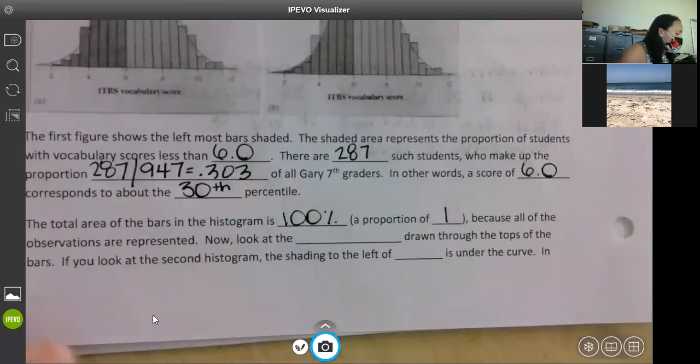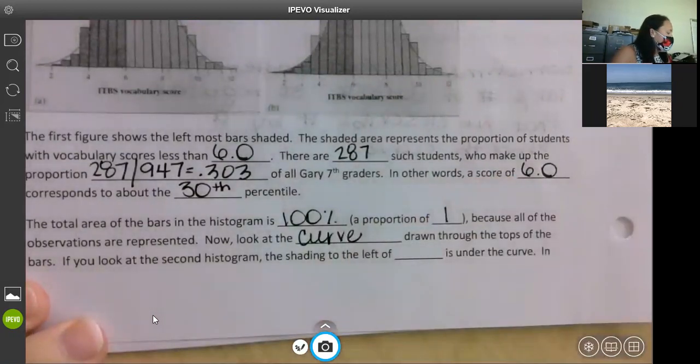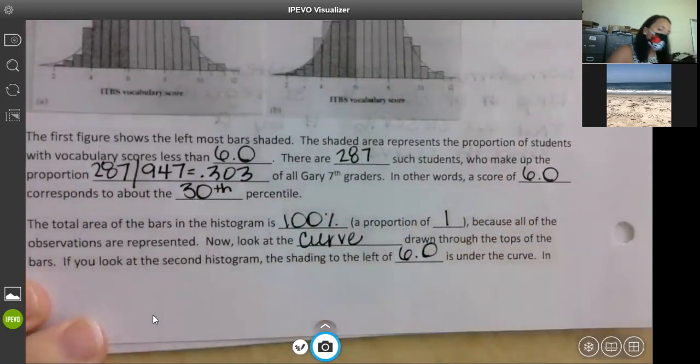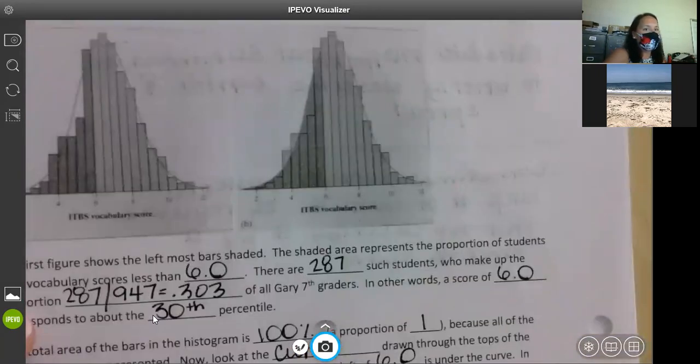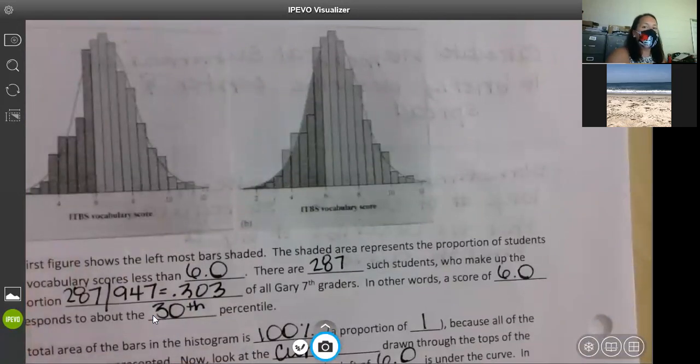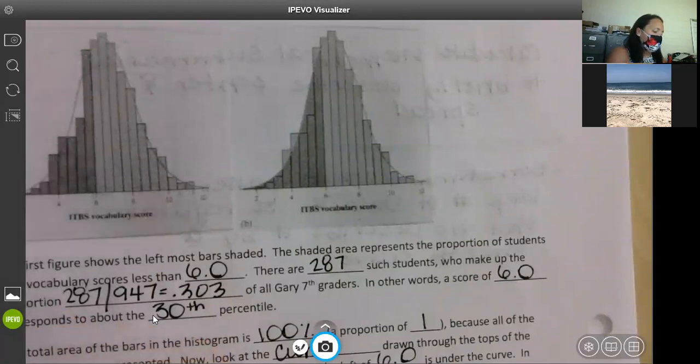Now, look at the curve drawn through the tops of the bars. If you look at the second histogram, the shading to the left of 6.0 is under the curve. So again, if you see it, the shading is under the curve instead of in the bars. So what happens is that all of this little outside bar shade actually fits under the curve. So it'll fill in those gaps. So that's what it's showing you. So it's very close to that. That's why we can identify it with that curve instead of just the histogram. Okay.